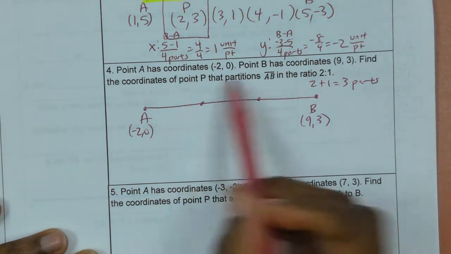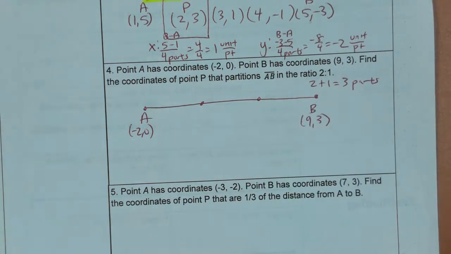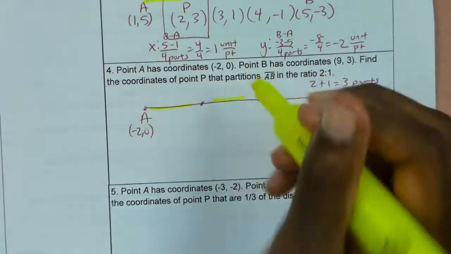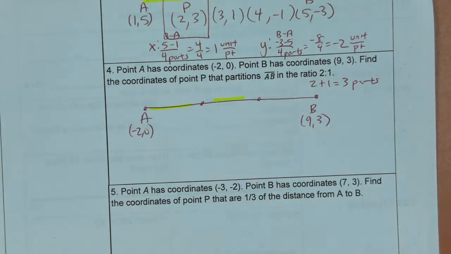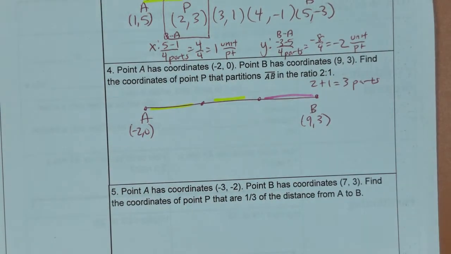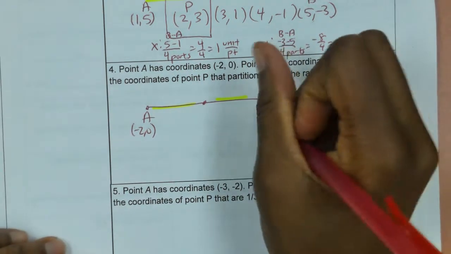Point P. We want point P to have 2 before and 1 after, so we want 2 before and 1 after. And that point is going to be P, where the colors divide.